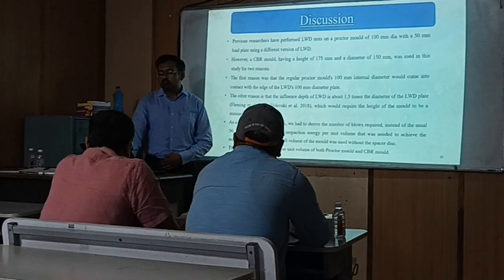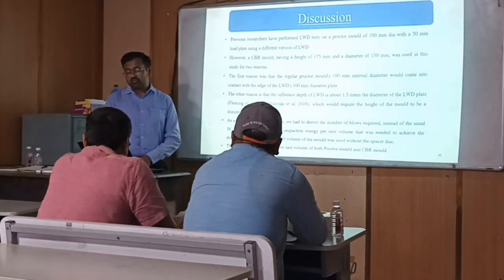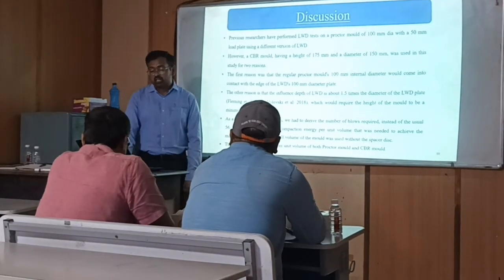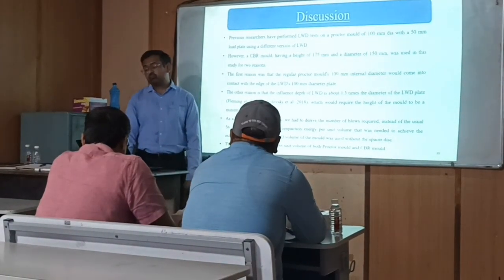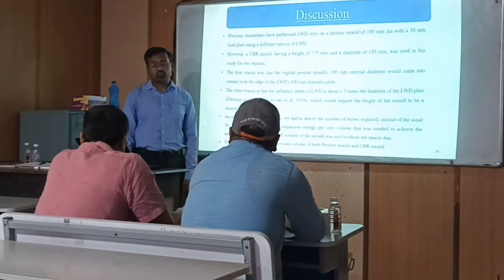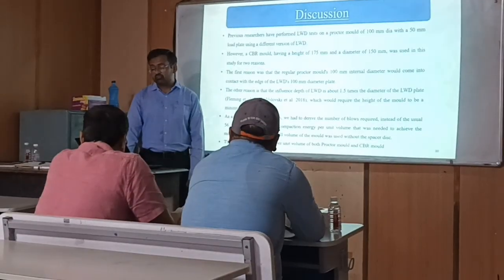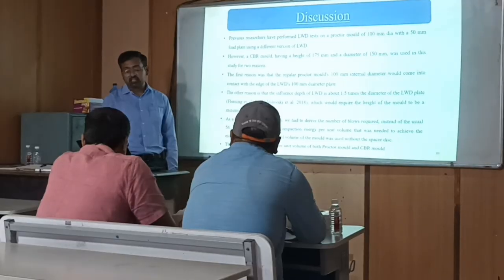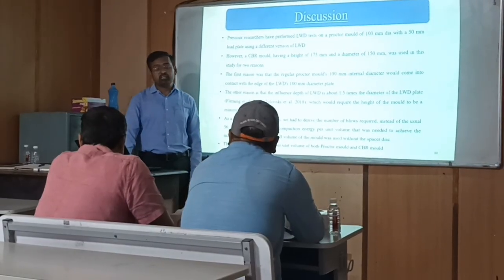Previous researchers have performed the LWD test on a Proctor mold of 100 mm diameter with a 50 mm load plate using a different version of LWD. However, a CBR mold having a height of 175 mm and a diameter of 150 mm was used in this study for 2 reasons. The first reason was that the regular Proctor mold's 100 mm internal diameter would come into contact with the edge of LWD's 100 mm diameter plate.